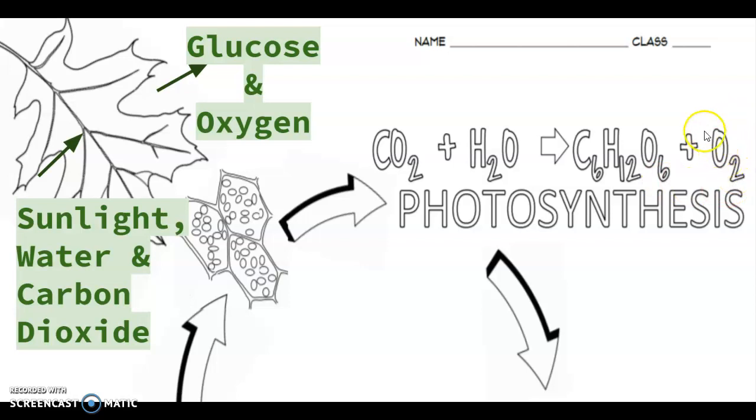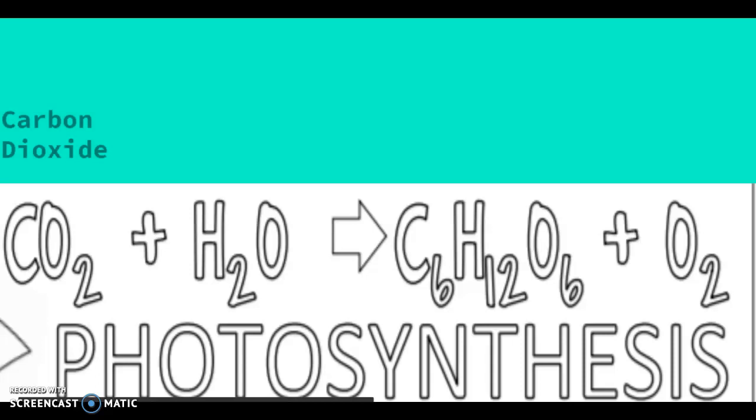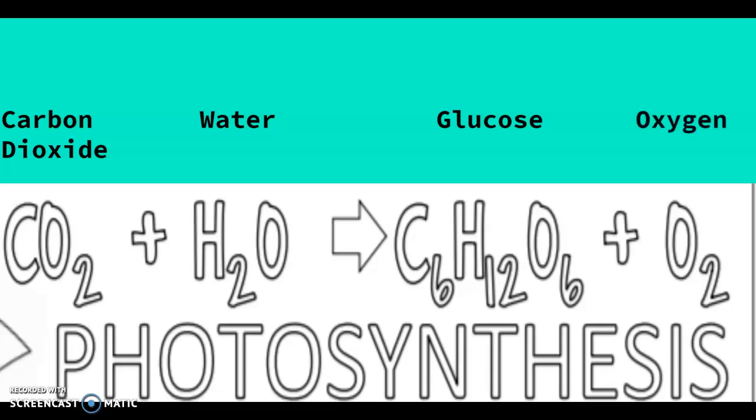When you consume a plant, you will be consuming this glucose, the C6H12O6. And how much oxygen is produced? There are 6. So 6 carbon dioxide and 6 water yield 1 glucose molecule and 6 oxygen. This is the chemical equation for photosynthesis.